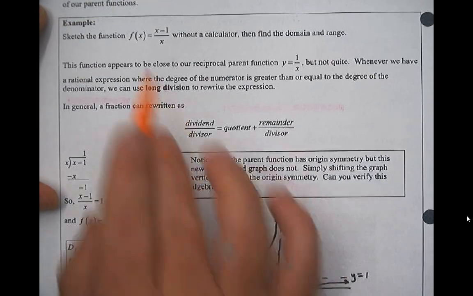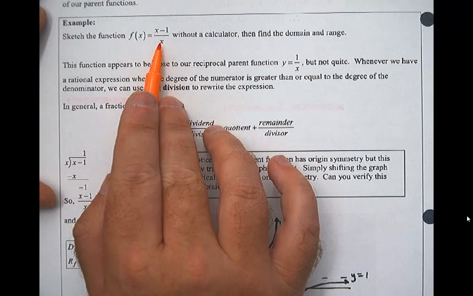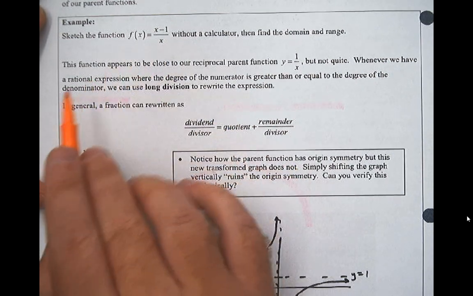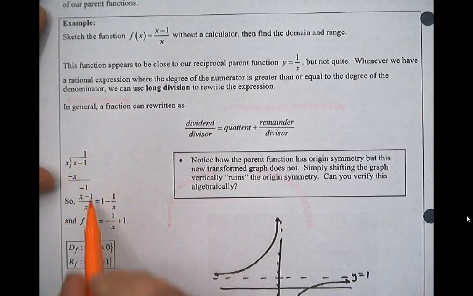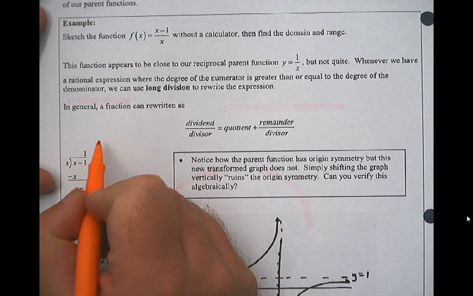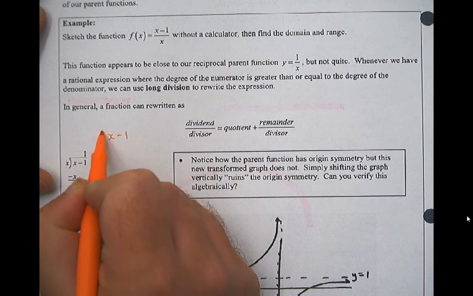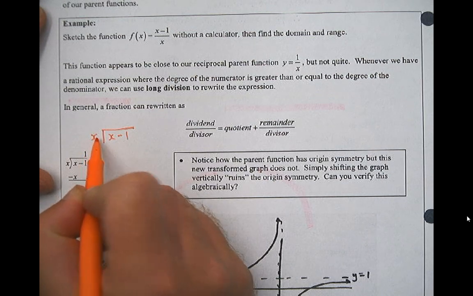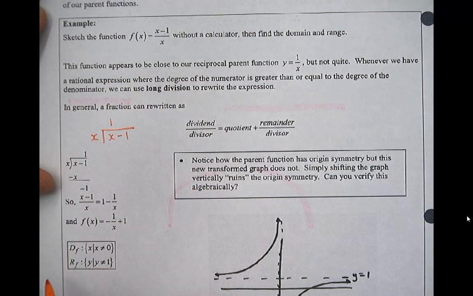So if I take x minus 1 and divide it by x, I can't do this synthetically because that would have to be a 0 up there, and that would not work very well. So what we're going to do is this. This is his work for it. I would have shown it like this. I'm taking x minus 1, and I'm dividing it by x. Remember how this works? I would say x goes into x one time.